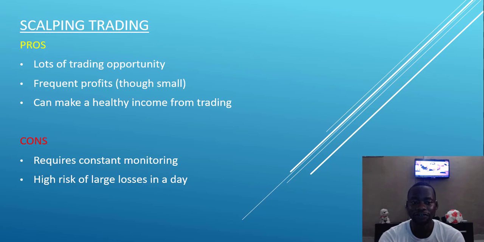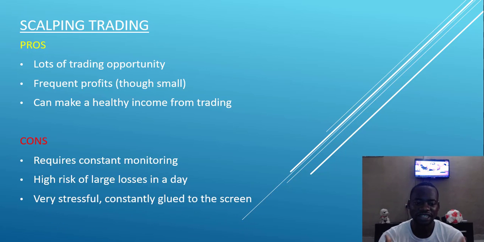Just the same way you can have frequent profits, it can also be the other way around. You can have frequent losses or large losses. You can lose your money in split seconds and split minutes with this method. It's also very stressful and you are constantly glued to the screen, which might eventually affect your eyes if you have such kind of issues. So this is the scalping trading method.